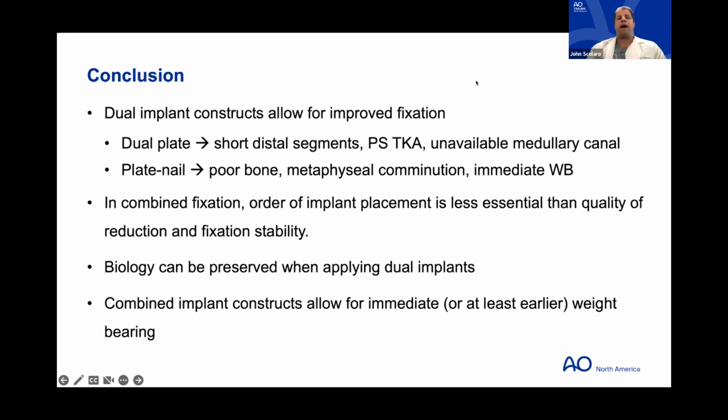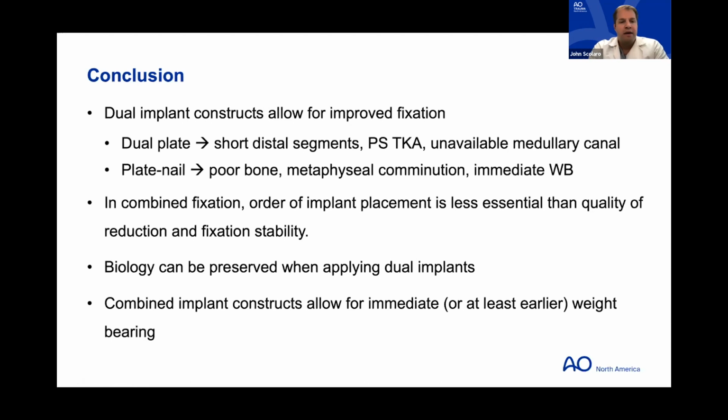So in conclusion, I'm going to wrap things up here, and then I'm going to give my panelists an opportunity to have their parting thoughts or parting words. Dual implant constructs right now, again, a lot of emerging data about them, including their use in primary and revision surgeries for non-union.